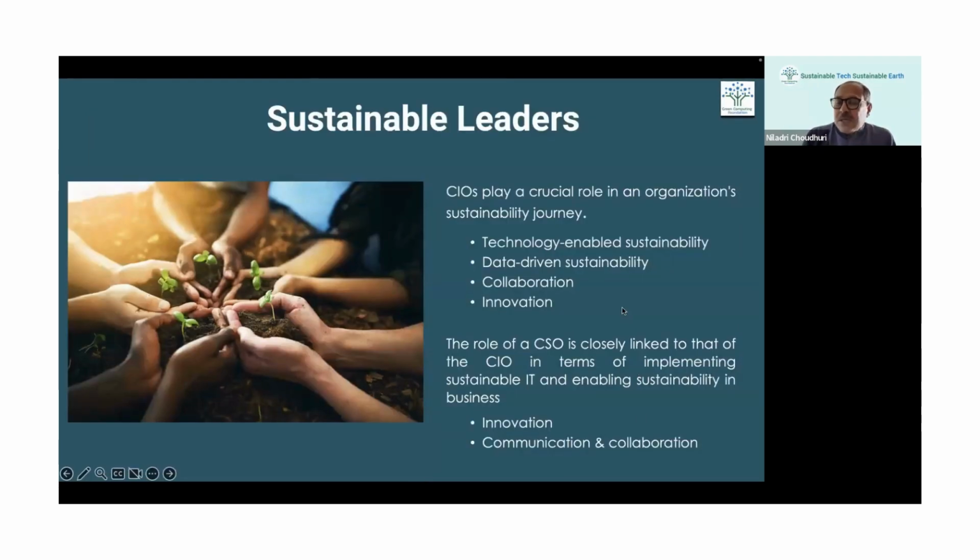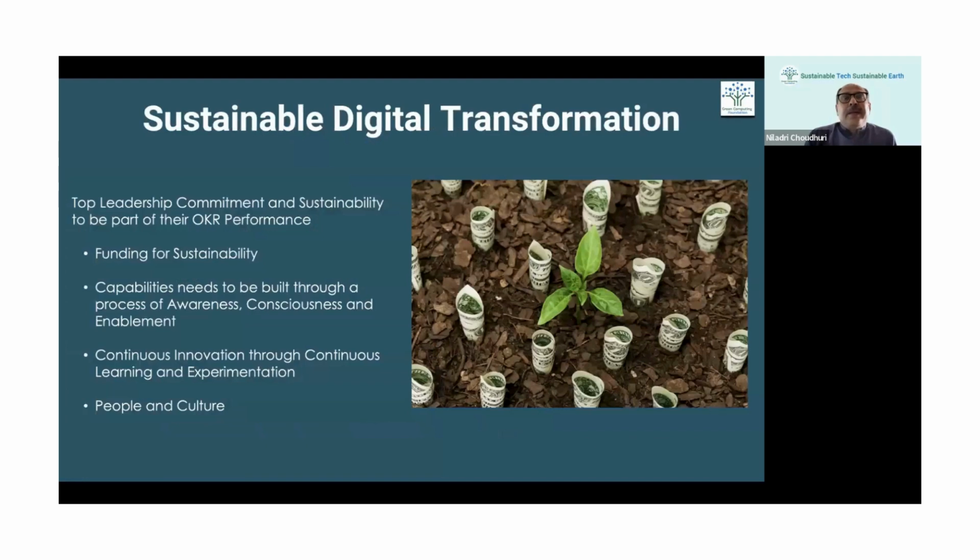So it all starts with the leader and the leadership. CIOs play a very strong role. They have to be technology enabled sustainability, data driven sustainability, collaboration, innovation, and so on. And the chief sustainability officer has to work closely with the CIO and we have to move our digital transformation to be sustainable digital transformation.